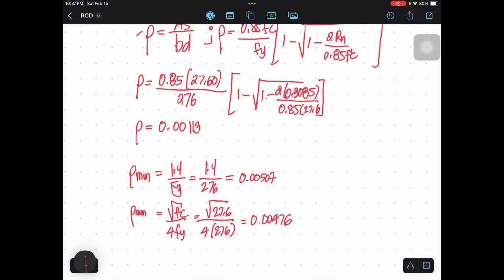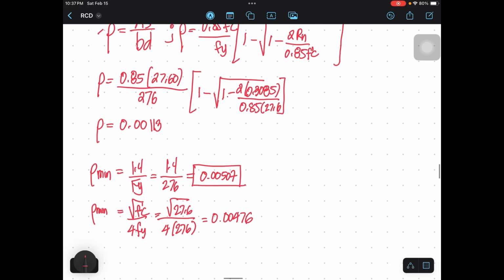So, by this equation, ito yung mas nag-prevail or 0.00507. Okay, ito yung compare natin sa rho. Since yung rho natin, ito yung pinaka-minimum, therefore, hindi dapat bababa dito yung steel reinforcement ratio na gagamitin natin. Yung rho na na-compute natin is 0.0013, whereas yung minimum is 0.00507. Mas malaki pa yung minimum compared dun sa actual na nakuha natin.